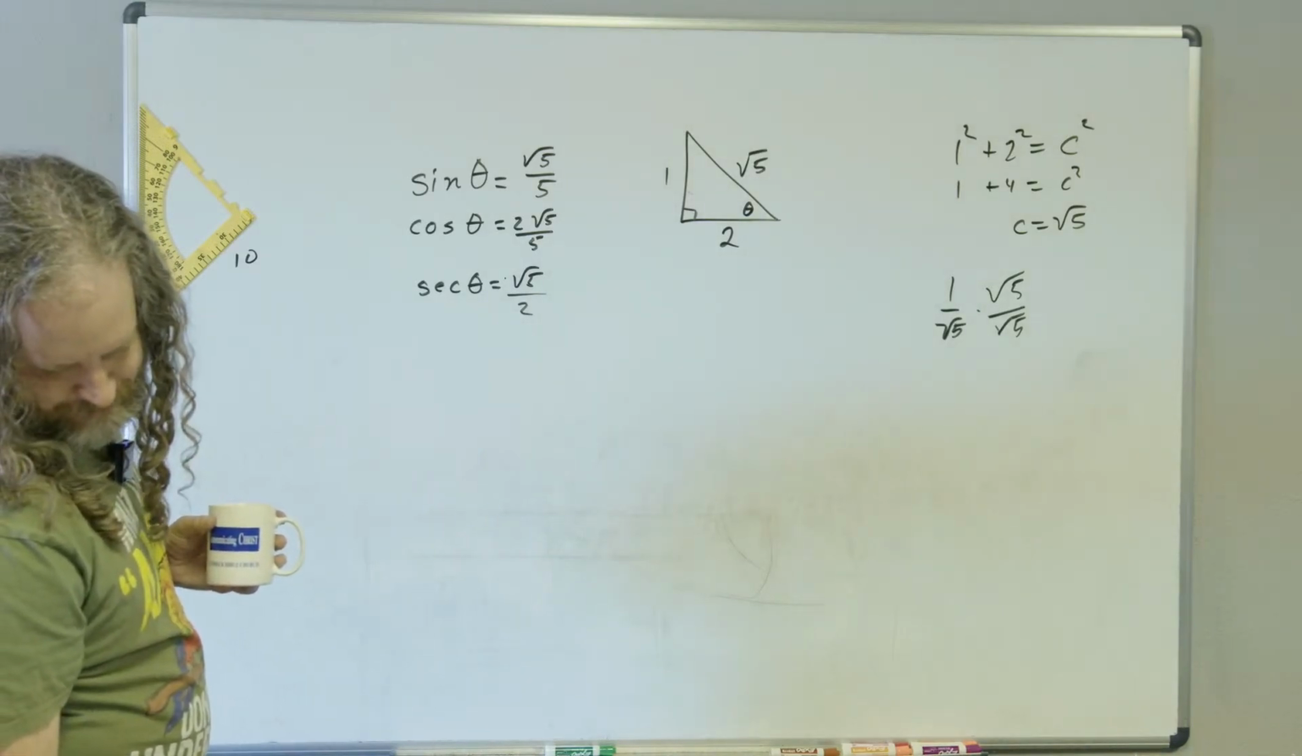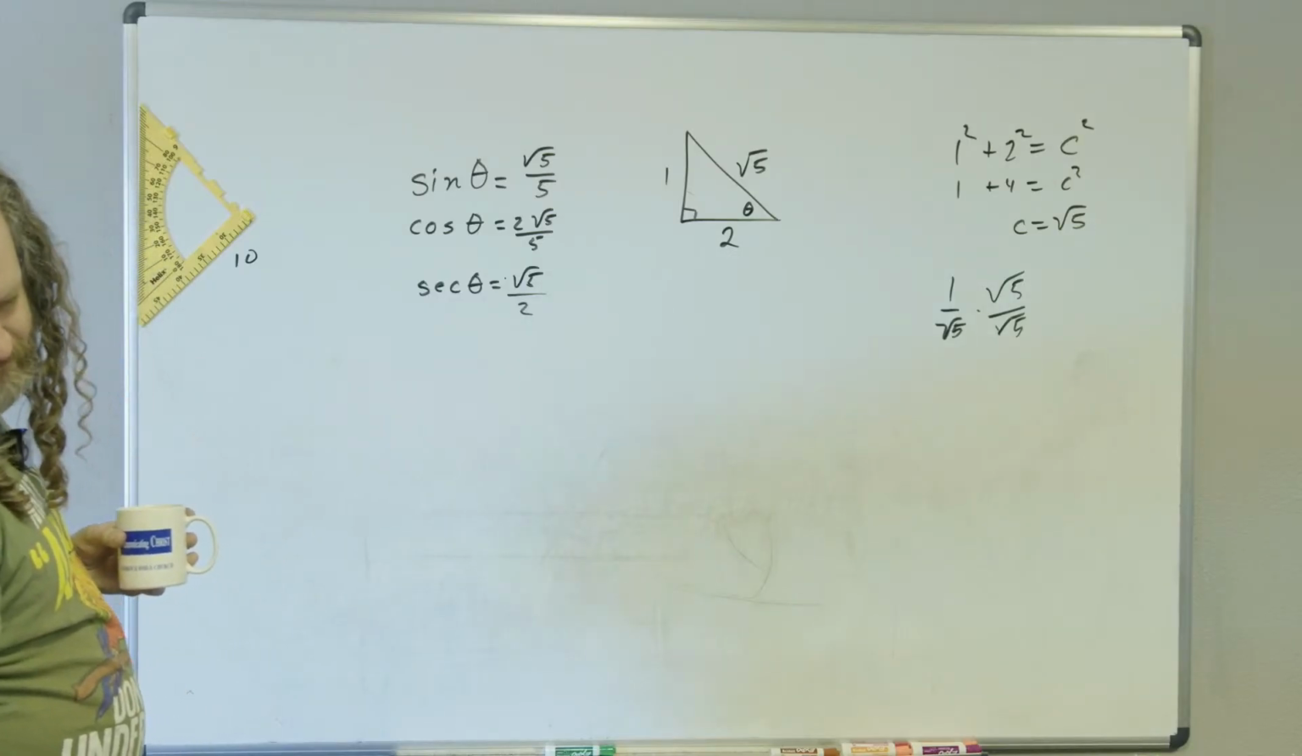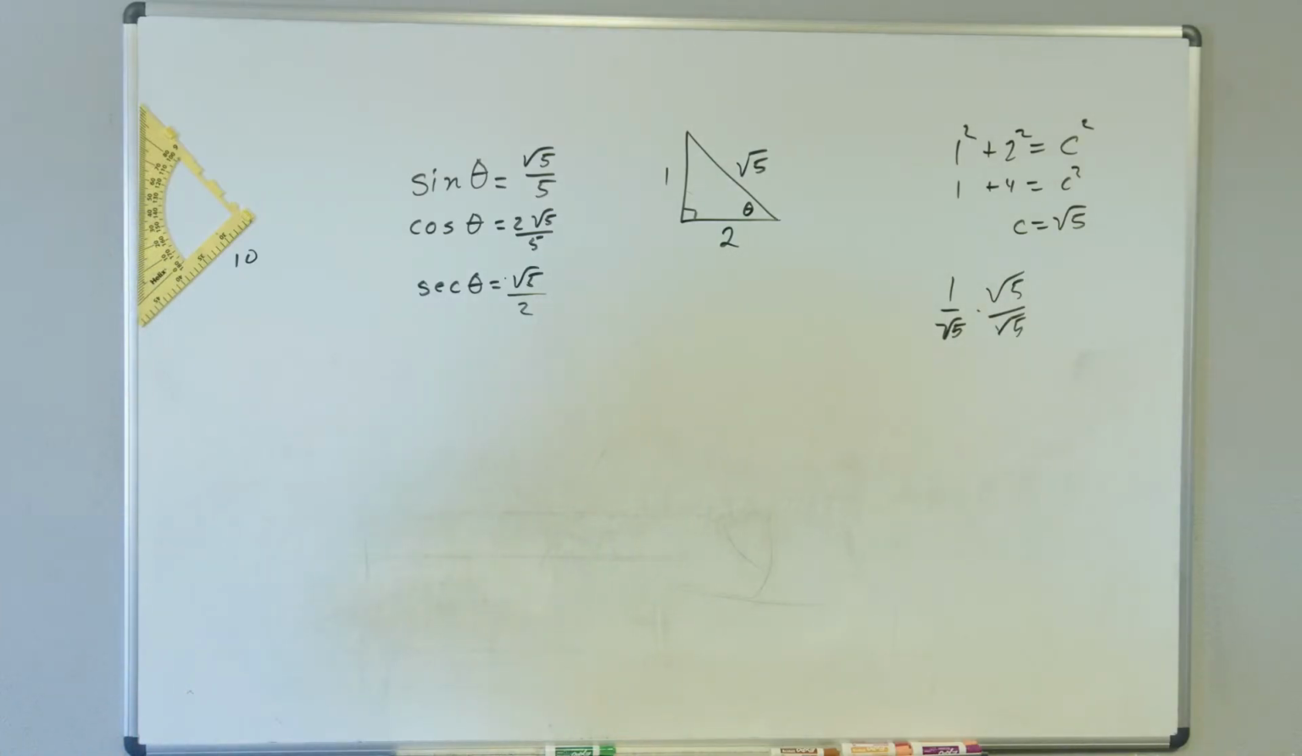Wait, why did it ask you to find the secant or something? Oh no, the cotangent, yeah. No, I'm doing the tangent in my head, and I'm doing it wrong, but it's fine. Yeah, cotangent would be 2.